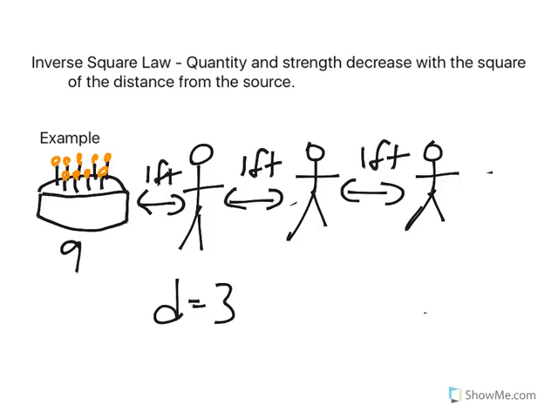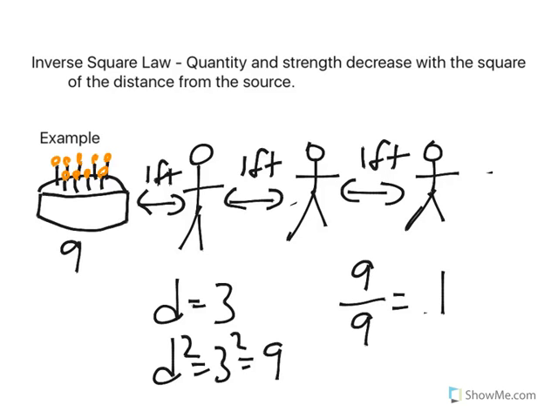You went from 1 foot to 2 feet, and that doubled your distance. Then you went to 3 feet, and that tripled your distance. So d is now 3. But we want the square of the distance, which is 3 squared, or 9. So what is the brightness now? If the brightness originally was that of 9 candles, what is the brightness now? Well, the brightness now is the original 9 candles divided by d squared, which is 9, or 1.